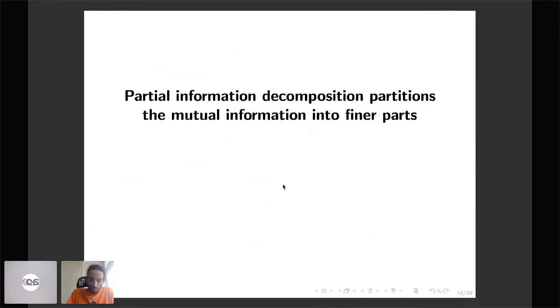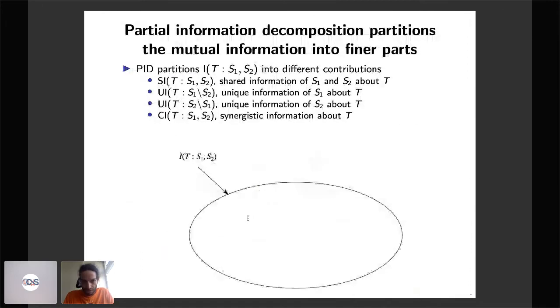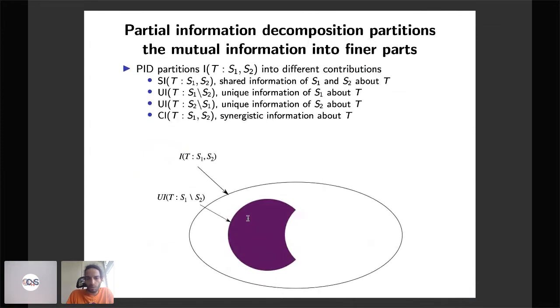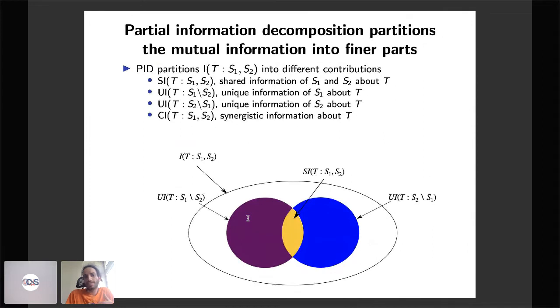And basically, just to wrap up everything before going to the idea of measures, partial information decomposition is all about partitioning mutual information into finer parts. So we have seen that it partitions the total mutual information, the joint mutual information of S1 and S2 about T, into different parts: synergy, shared, and unique. So this is the total mutual information, and we can see the unique part of S1, the unique part of S2, and the shared part between S1 and S2, and what's left is the synergy.